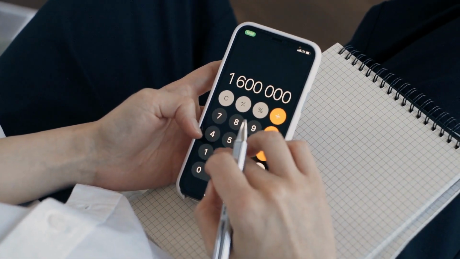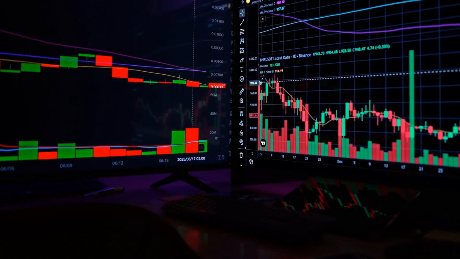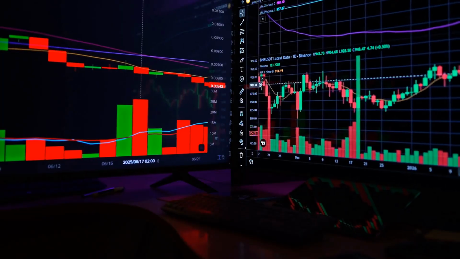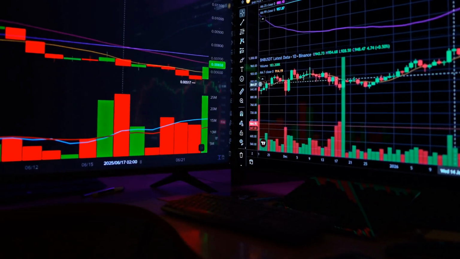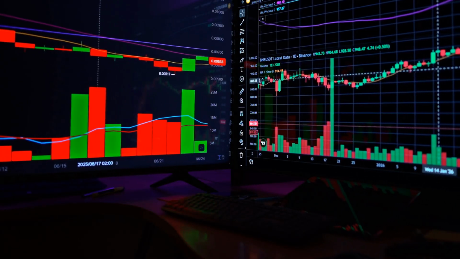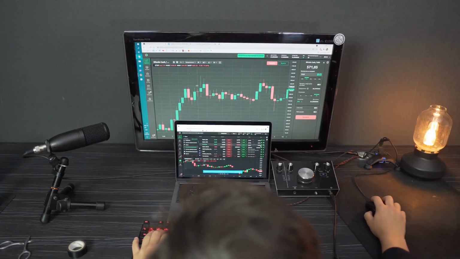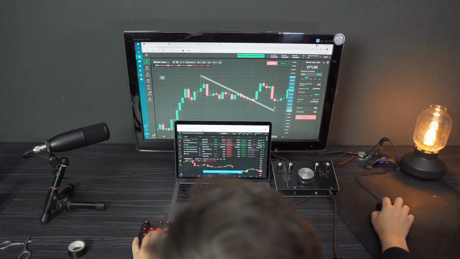Now, apply the formula. Take your risk amount of $100 and divide it by your stop distance of $2. The result is 50. This calculation tells you that your correct position size for this specific setup is to buy 50 shares of that stock. This is the only size that aligns your risk with your predetermined limit.